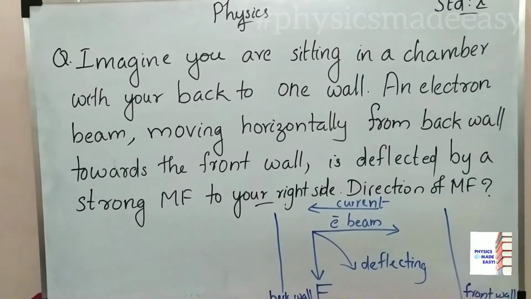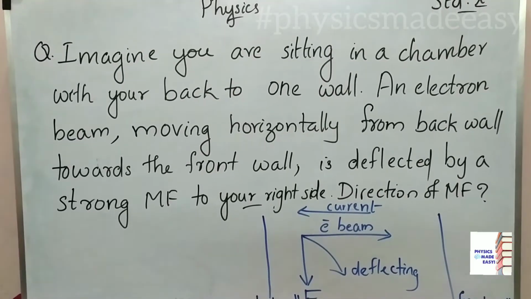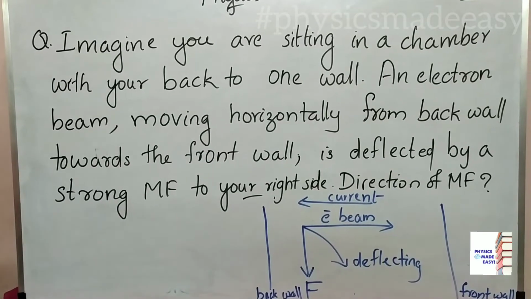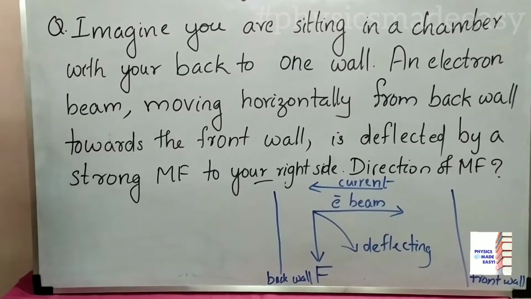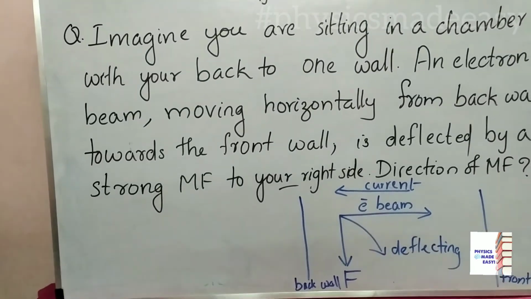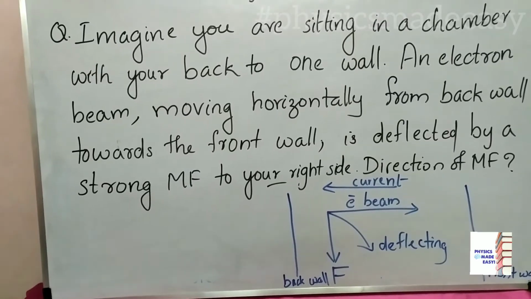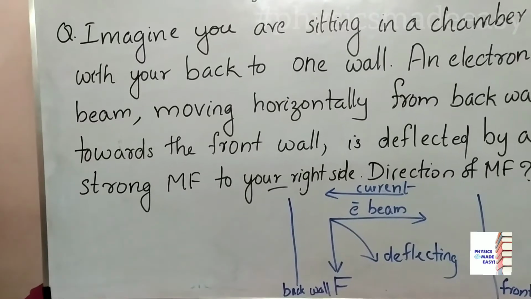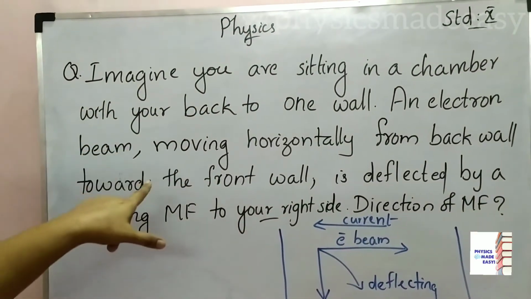Next question. Imagine you are sitting in a chamber with your back to one wall. An electron beam moving horizontally from back wall towards the front wall is deflected by a strong magnetic field to your right side. What is the direction of magnetic field? Here the direction of motion of the particle is given. We have to find the direction of magnetic field. So which rule can we apply here? Fleming's left hand rule.